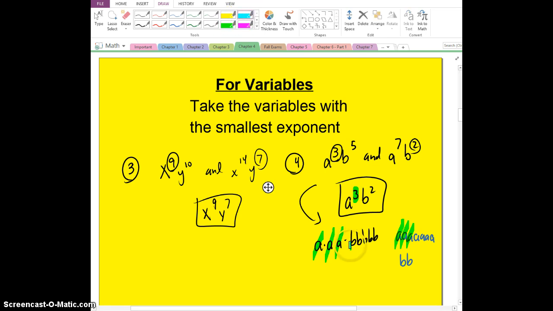For the b's, okay, here's a pair, there's a pair right there, that's 1 b. Here's a pair right there, that's 2 b's. We wind up with a to the third b squared.